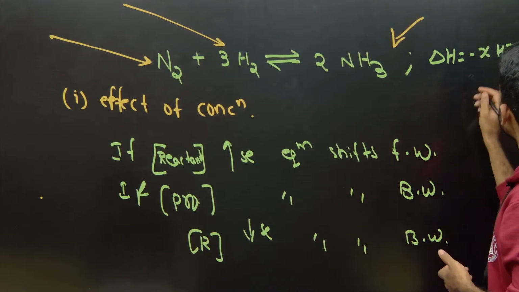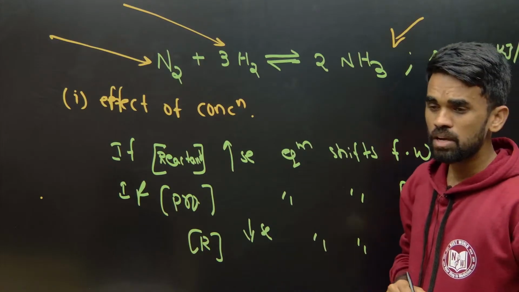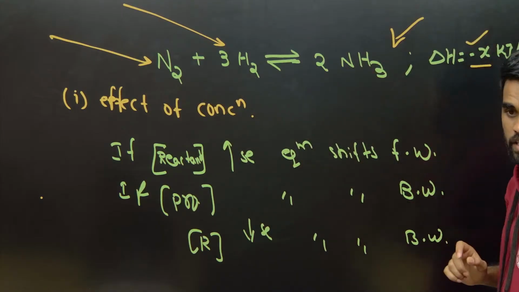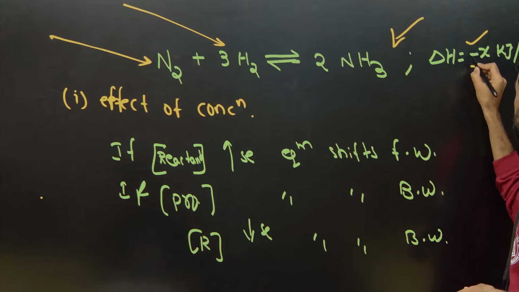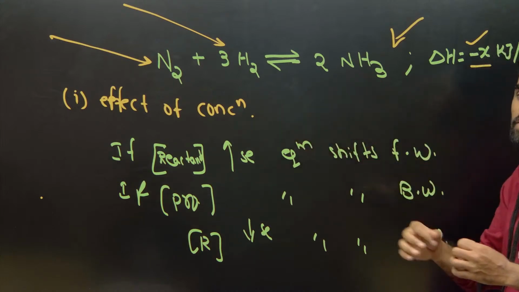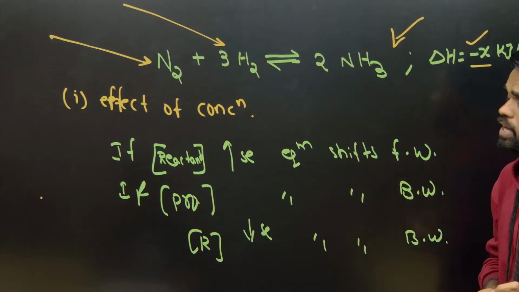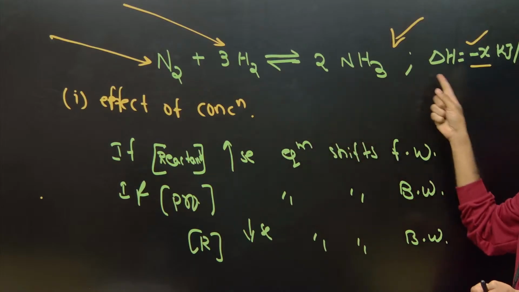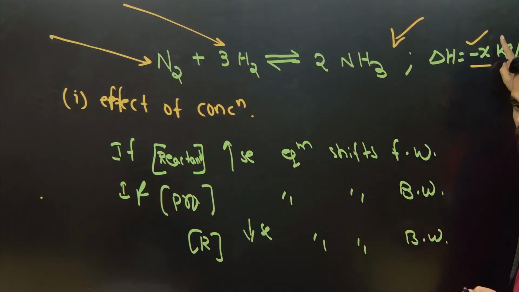So minus X kilojoules, what is it saying? During the production of ammonia, heat is evolved. So I am saying minus X kilojoules is released. What does it mean? This process is exothermic, you can understand. Exothermic means the reaction is favoring the forward direction by releasing heat.